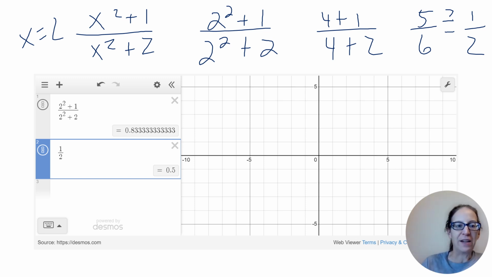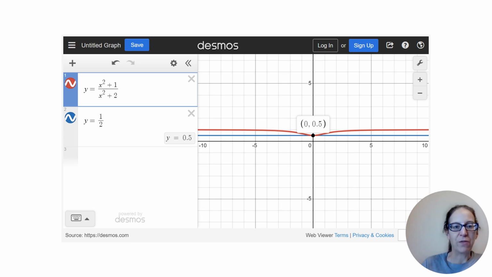Now, here's another way you could reason that out, and that's by graphing it. So if you wanted to know, is (x squared plus 1) over (x squared plus 2) equal to 1/2, you could actually generate the graph. And the way you would do that is you would graph it as a function. So you would say y equals (x squared plus 1) over (x squared plus 2). And then on the bottom one, you would just say y equals 1/2.